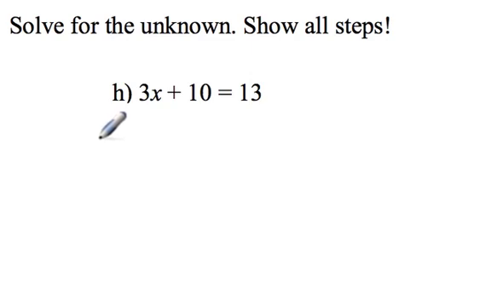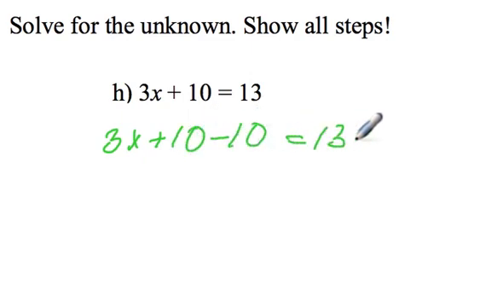We will have to deal with a separate value 10 first. 3x plus 10 minus 10 equals 13 minus 10. 10 minus 10 is 0, which leaves 3x on the left side, and 13 minus 10 is 3.